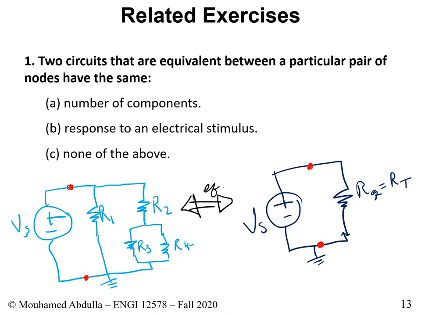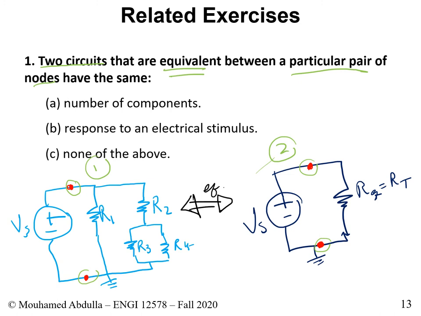So if we go through the question, we have two circuits. This is your first one. This is your second circuit. Okay, that are equivalent between a pair of nodes, right? So we're saying that they are equivalent between this pair of nodes and this pair of nodes. And then we say, if this is the case, which one of these three is correct?